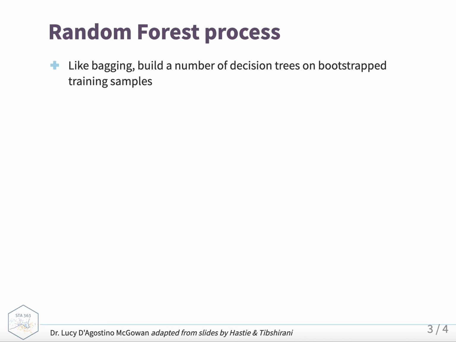So like bagging, the process that we do starts the same. We build a number of decision trees based on bootstrapped training samples. So we still do that first part where we take our original training data and we resample it a whole bunch of times so that we get a bunch of different training data sets. We have a larger number of training sets. So instead of just having one training set, we could do B training sets to try our decision trees on.